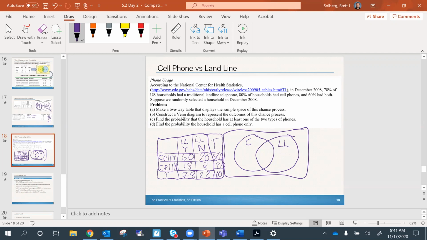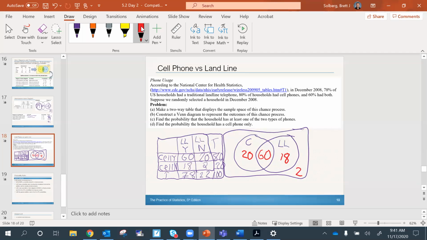Could I do it? Yes, please go ahead. All right. So first off, I like doing this section where it has both of them. So we're gonna put that 60% in the center of the two circles, and then for the exclusive landline, that would be 18, and then the exclusive cell phone would be 20, and then the outside section with neither would be 2.